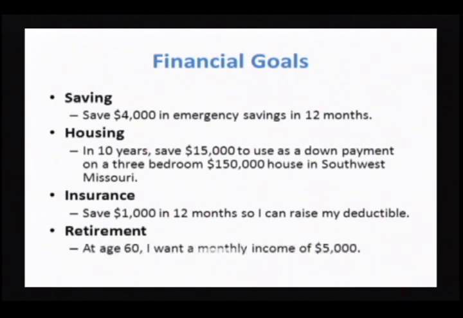One of the things we can do with our retirement goal, we need a time. We need it measurable. So at age 60, I want a monthly income of $5,000. Another element that I might want to add to that in terms of time is how long? Do I want $5,000 a month for 1 year? Or do I want $5,000 a month for 10 years? Or 20 years? I need to decide that. Then I can get into my financial plan, decide how much I need to save for that lump sum.